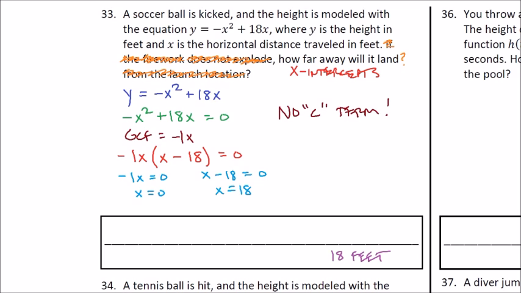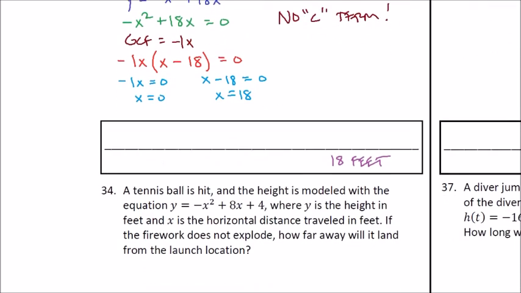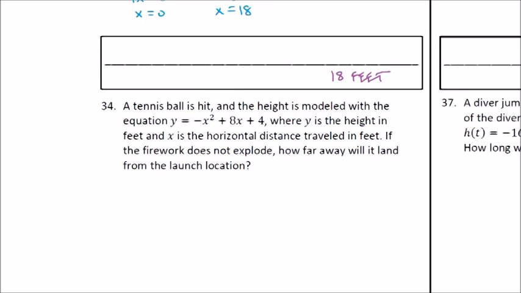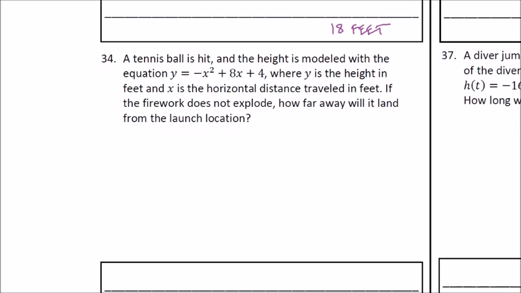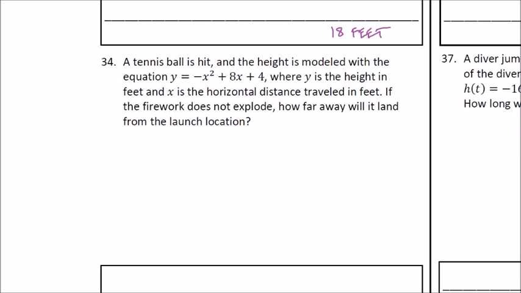Okay, so again on this one, make sure you write your answer as a full, complete sentence. Let's go to question number 34. A tennis ball is hit and the height is modeled with the equation y equals negative x squared plus 8x plus 4, where y is the height in feet and x is the horizontal distance traveled.